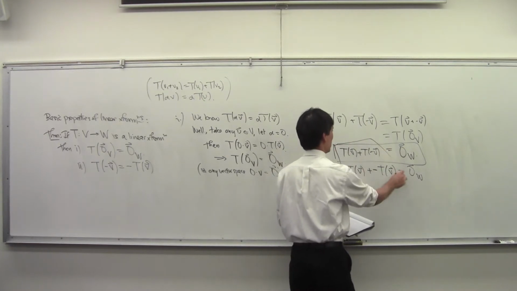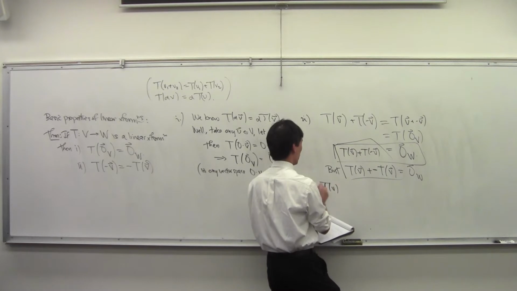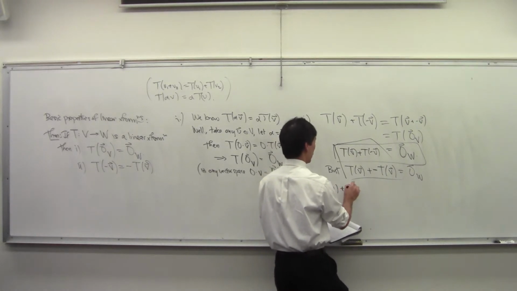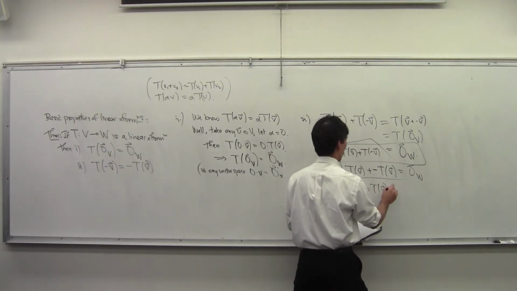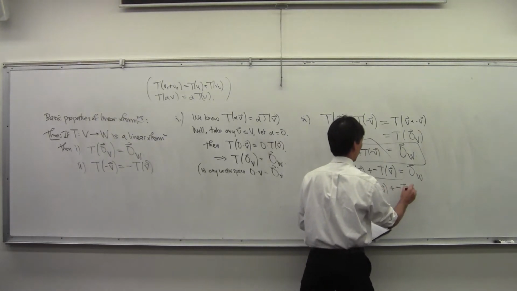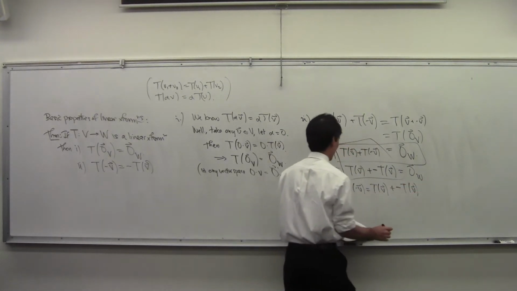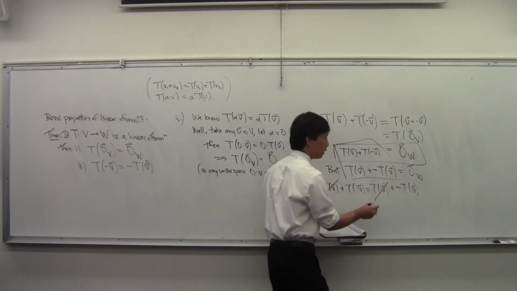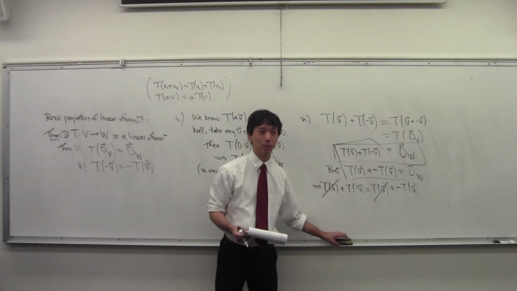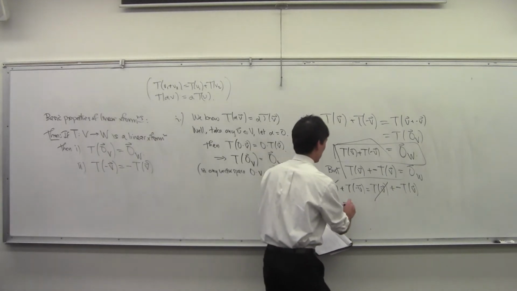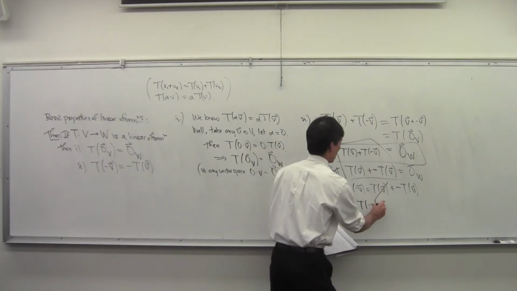That this and this are equal, that T of v plus T of negative v equals T of v plus the additive inverse of T of v. By cancellation, T of negative v and negative T of v are the same thing. T of negative v equals negative T of v.